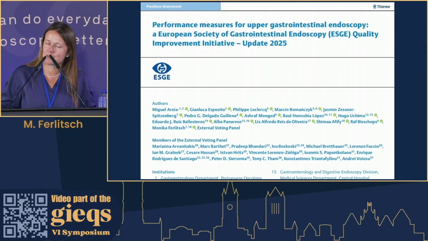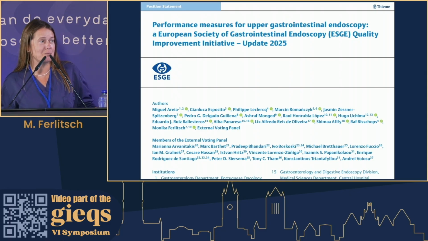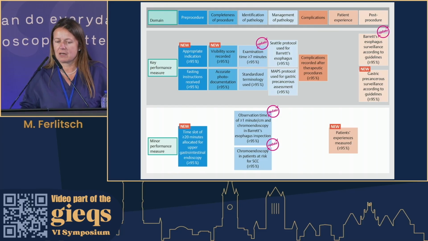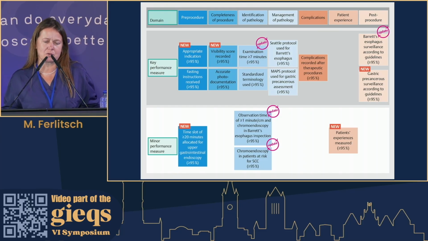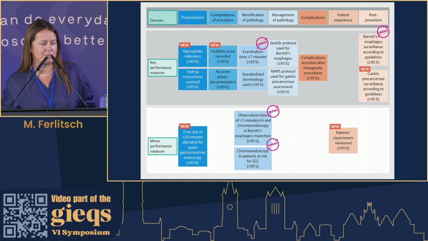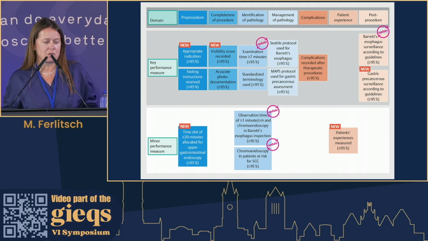Okay, so let me start. The update was just published 2 weeks ago, so it's brand new, and we have several measures. According to the Quality Improvement Committee, we have little evidence for some of them, for most probably, or for sure not, but I want to show you what is really new. Really new is appropriate indication. We've heard about it today a little bit, fasting instructions received. What is also new is the time slot of 20 minutes allocated for standard upper GI endoscopy.